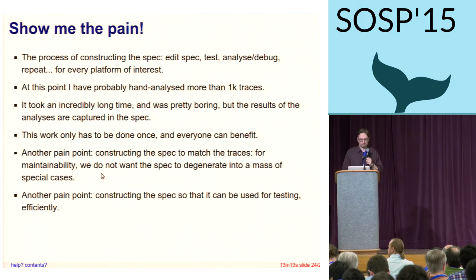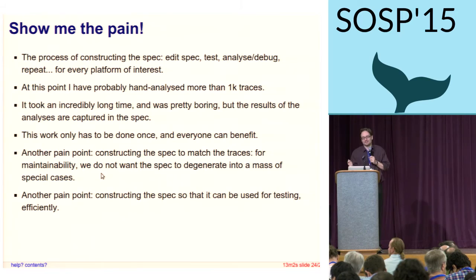So the process of constructing the specification is as follows. You basically take your initial version of the specification, you test it against a particular platform, you analyze and debug all of the failing traces, and then you repeat that over and over and over again until the specification gets right. And you have to do that for every platform of interest.